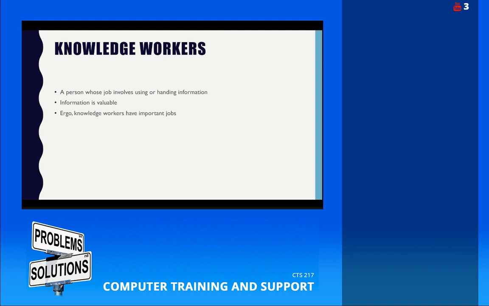Now, when we look at a knowledge worker, we just see that their job involves using or handling information. That doesn't require them to be a computer power user. That doesn't require them to know everything about computer science or even anything about computer science at all. They just really know about using information. And not just using information, but using their particular information that they use.